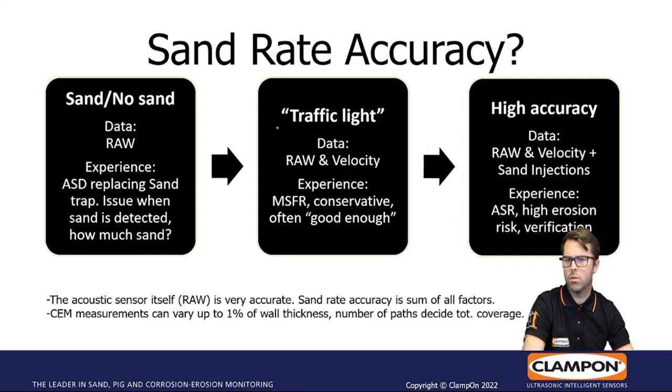When it comes to accuracy, I've categorized it into 3 different categories here. If we are talking about a system for sand or no sand, that means, if we go back to the sand trap I showed, it's more like whether you have sand or not, and it can replace the sand trap. And the only thing we need then is the raw value. Because if it's flat, no fluctuation, no issue, no sand.